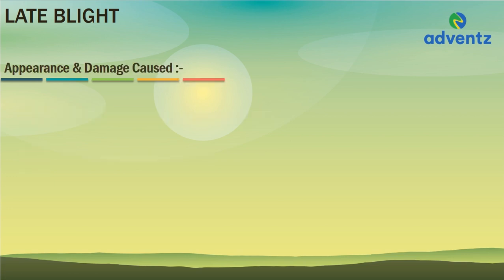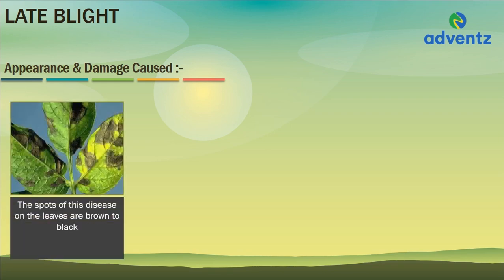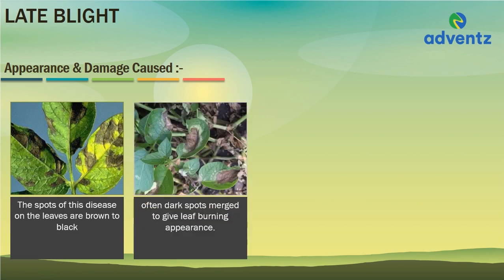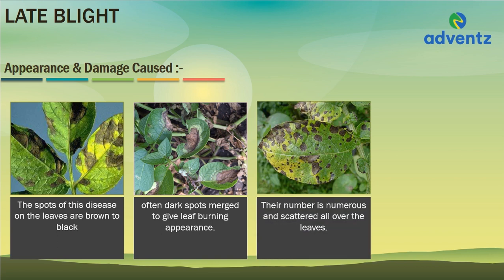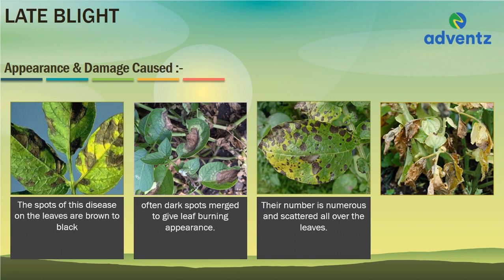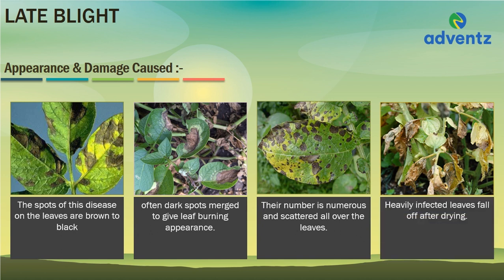The appearance and damage caused by late blight is such that the spots of this disease on the leaves are brown to black. Dark spots often merge to give the leaf a burning appearance. The number of these spots is numerous and they are scattered all over the leaves. Once the leaves become heavily infected, they fall off after drying.